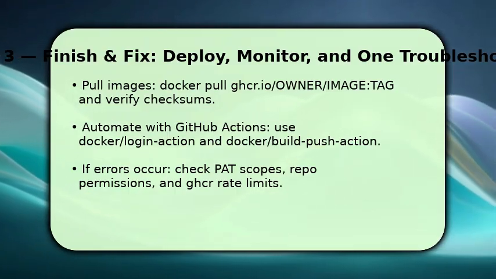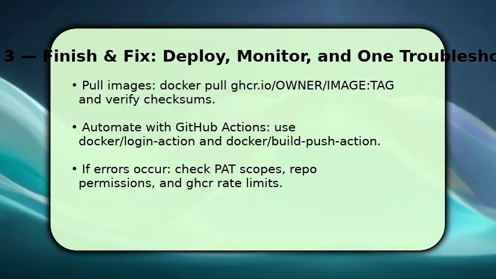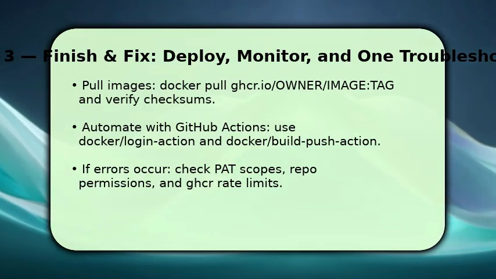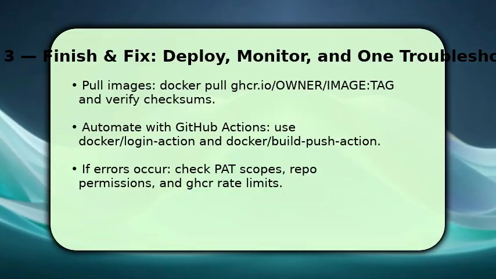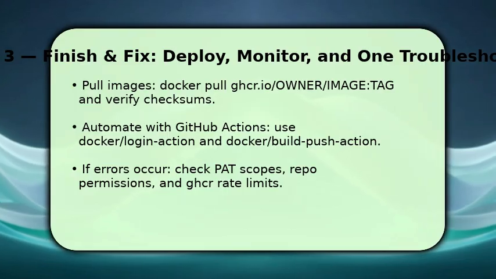If something fails, troubleshoot in this order. Confirm PAT scopes and expiry, check repository and package permissions, and review GitHub Container Registry rate limits and error messages to pinpoint the issue.